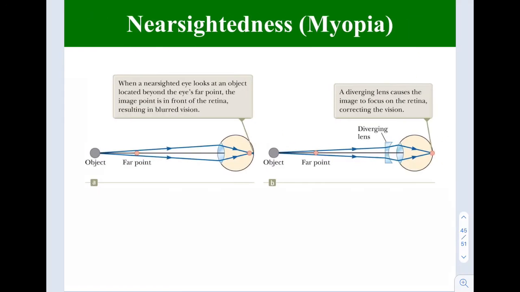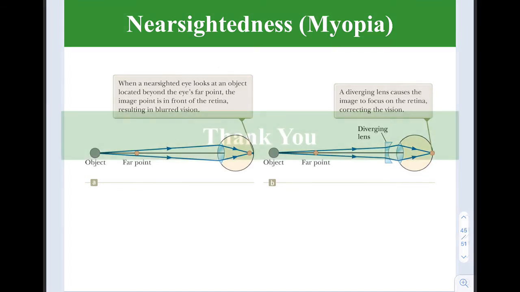Nearsightedness, myopia, happens when a nearsighted eye looks at an object located beyond the eye's far point. The image point is in front of the retina, again resulting in blurred vision. So what should we do? We use a diverging lens, which causes the image to focus on the retina to correct the vision. This is how we treat nearsightedness.